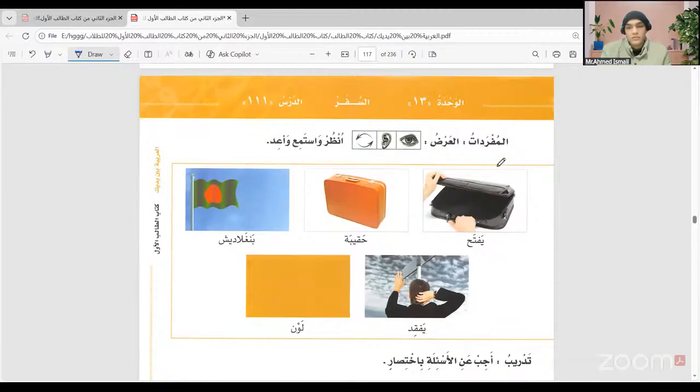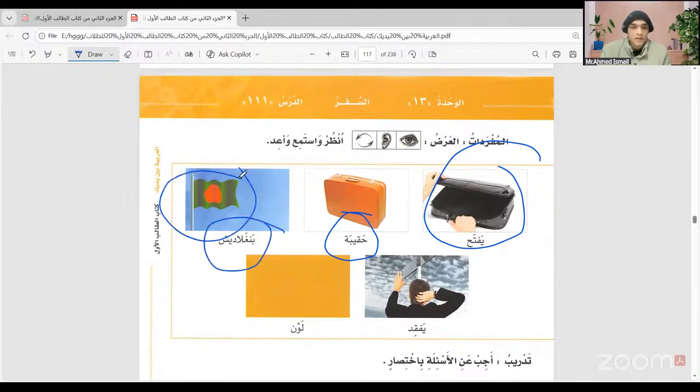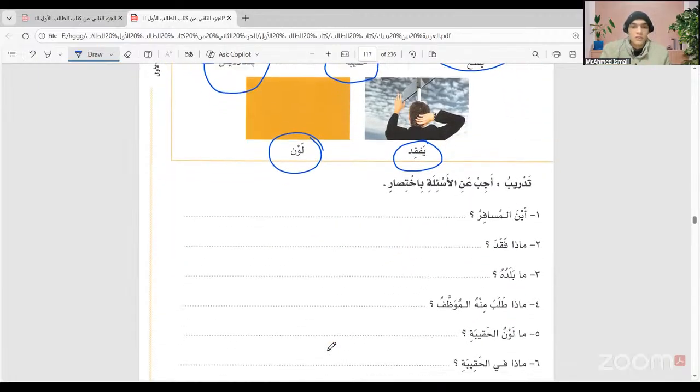So let's see here. We have new words like يفتح, which means to open something. And we have حقيبة, it's a bag. And Bangladesh, this is the country. And we have يفقد, to lose something. Oh, I lost something, so this means I فقدته, or I lost it, which means أنا أفقده. So لون is color, which is the لون of anything, generally like أسود, أصفر, أزرق, أحمر, and so on.